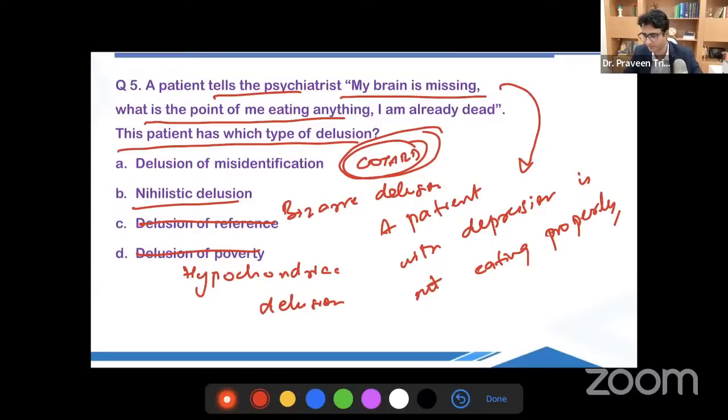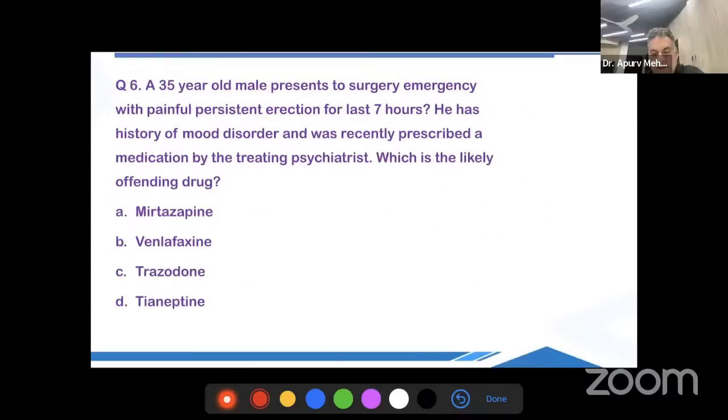Let me talk about this question in more detail and then I'll come back to it. I'll come back with the answer. It was type of delusion asked. So if it was type of delusion asked, then the answer should be nihilistic delusion. But I'll come back on this. Let me figure out the exact question. Dr. Praveen sir, you have 3 minutes more.